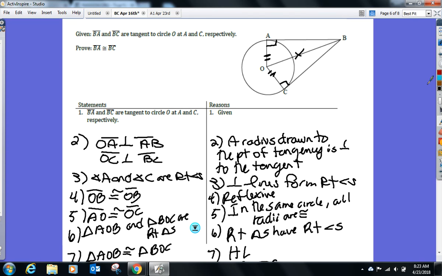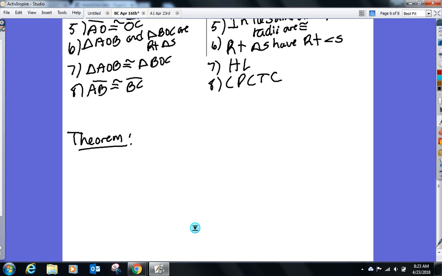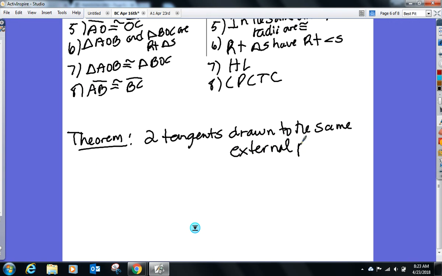Well, they are little tangent lines, right? And they're both drawn to the same point, B. So if I ever have that, everyone ready? Two tangents drawn to the same, I'm going to add a word in here, you tell me why, external point. What do I mean by external point? It's got to be outside the circle. So two tangents that are drawn to the same point on the outside of the circle, what did you just prove about them? Congruent, yep.